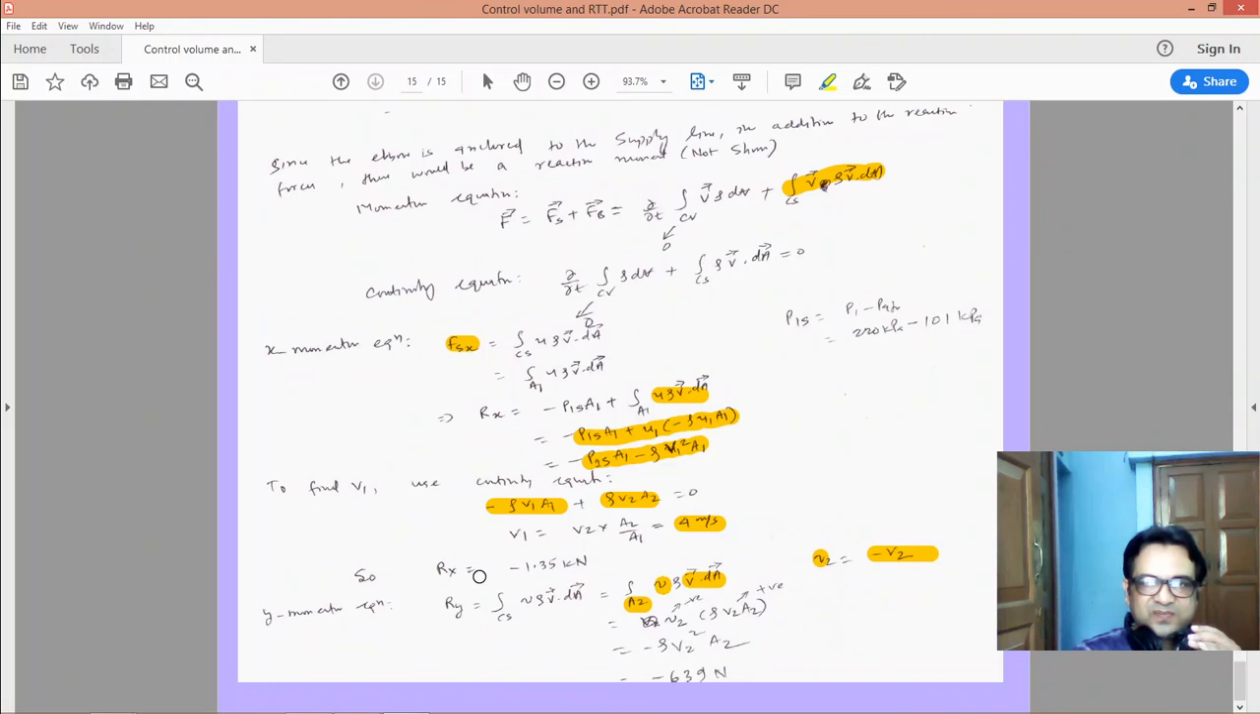So the reactive forces Rx and Ry are known, and the resultant you will find out. The resultant force required to hold the elbow in position will be the square root of Rx square plus Ry square. So this is all about the integral analysis of a control volume to solve for the continuity equation and momentum equation. Thanks.